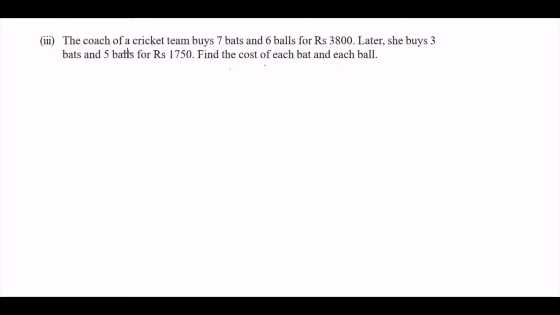The third question is, the coach of a cricket team buys 7 bats and 6 balls for rupees 3,800. Later she buys 3 bats and 5 balls for rupees 1,750. Find the cost of each bat and each ball.